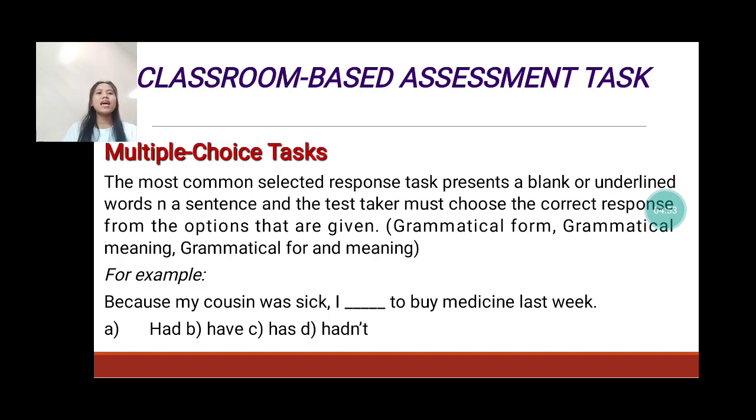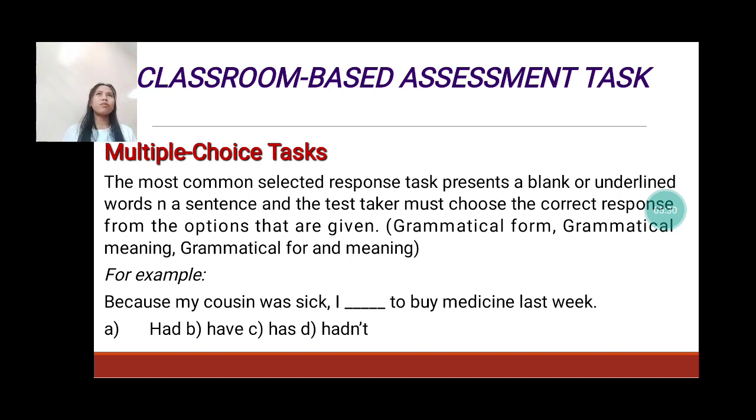So now let's have the classroom-based assessment task. The first one, the common task that we encounter, especially when we are having our examination, is the multiple choice task. The most common selected response task presents a blank or underlined words in a sentence, and the test taker must choose the correct response from the options that are given. We all know already about that.